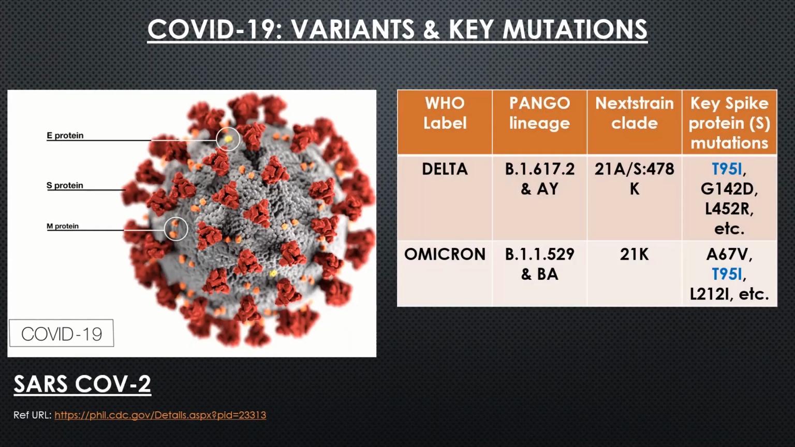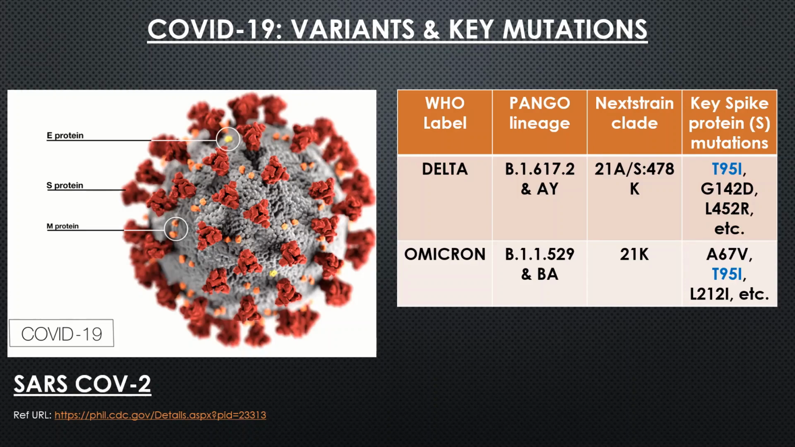Now, the world has known 2 variants, the Delta and the Omicron. These Delta and Omicron are WHO labels. The pango lineage labels for these strains are B.1.617.2 or the AY lineages, and the Nextstrain clade is 21A for Delta. For Omicron, we can see the pango lineage and the Nextstrain clade as well.